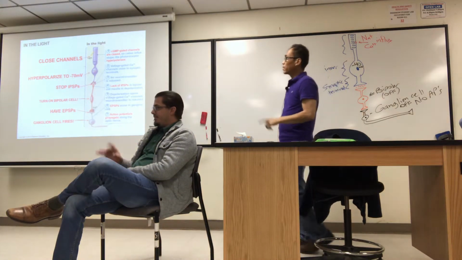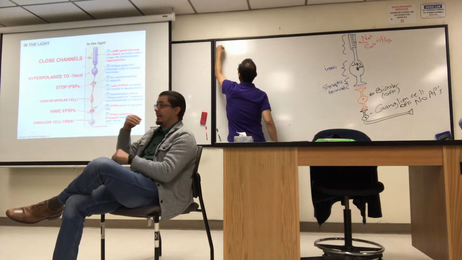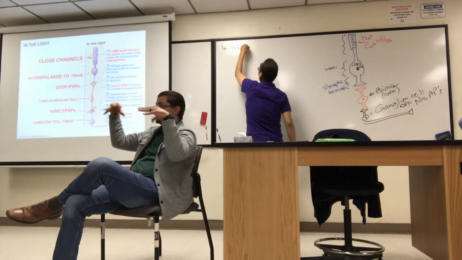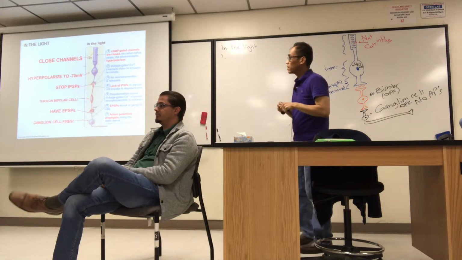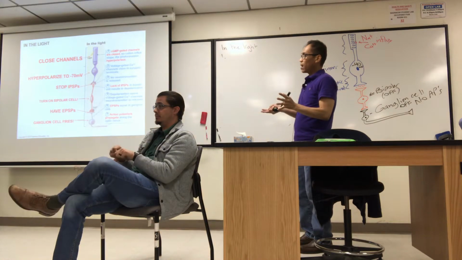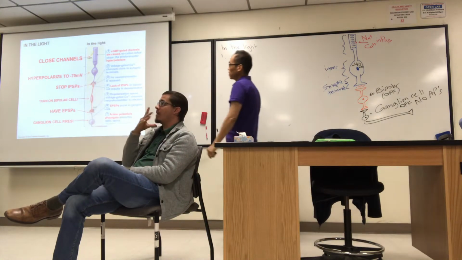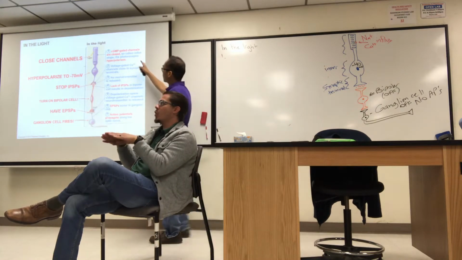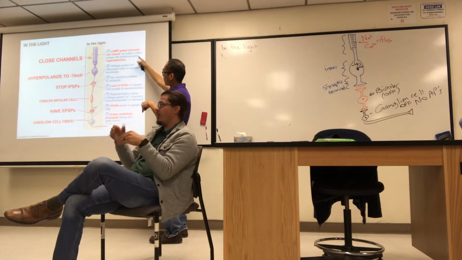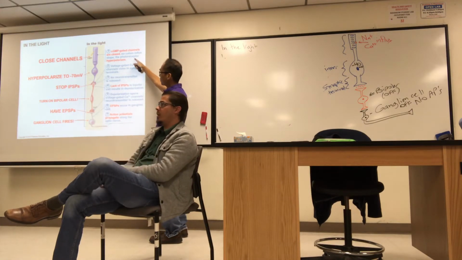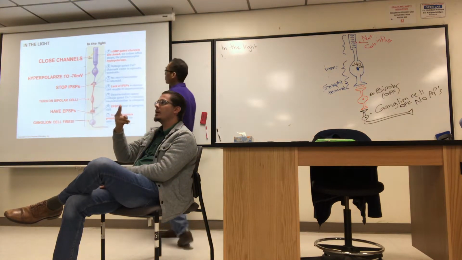All right, step 1, in the light, now you can see things. Now photons of light are available. You close the channels. They're cyclic GMP gated channels. They were open in the dark current, now they close. So the cation influx stops. The photoreceptor hyperpolarizes.